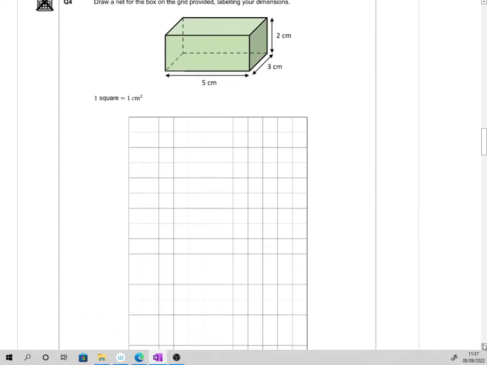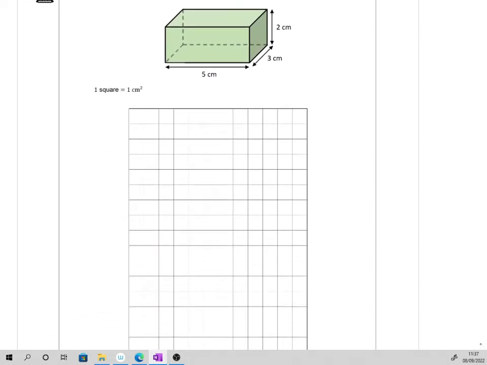Draw a net for the box on the grid below, labelling your dimensions. Excuse me that some of these squares haven't come out. So one square is 1 centimetre. So let's do the bottom first of all. We'll go 5 by 3.